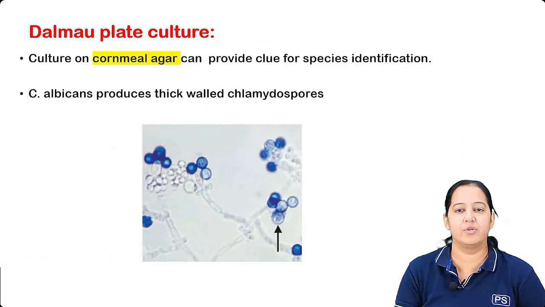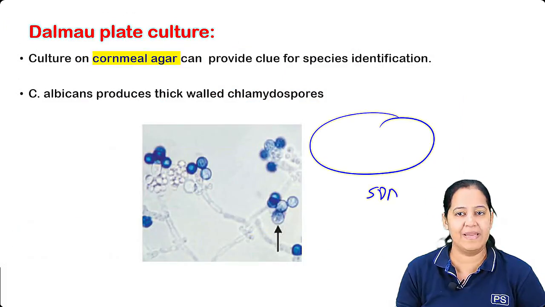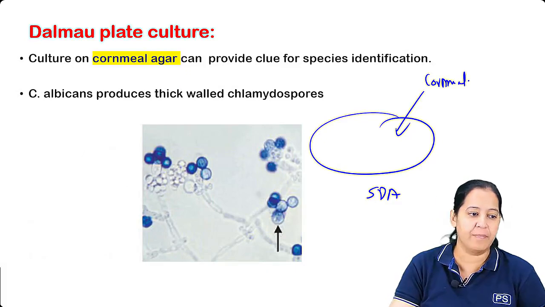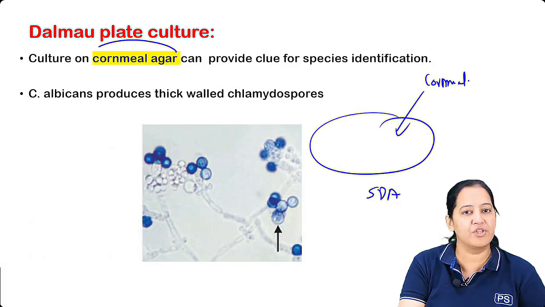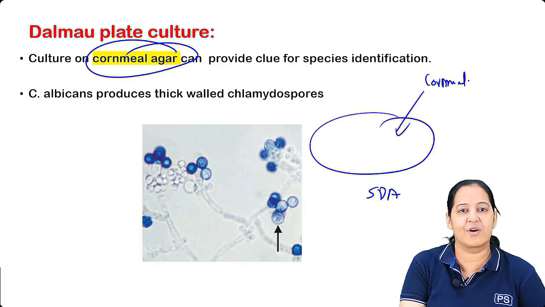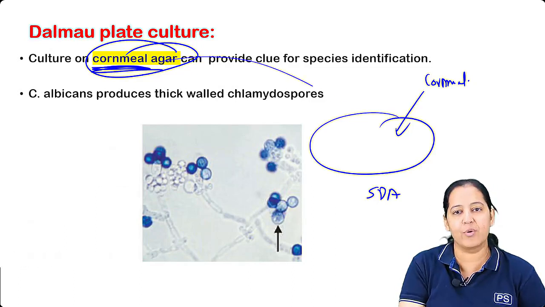So what do you take? Take a simple SD agar and add corn meal in that. Corn meal is commercially available, so don't take your home-made corn. It is known as corn meal agar, and it contains the corn meal. Try growing Candida in that.